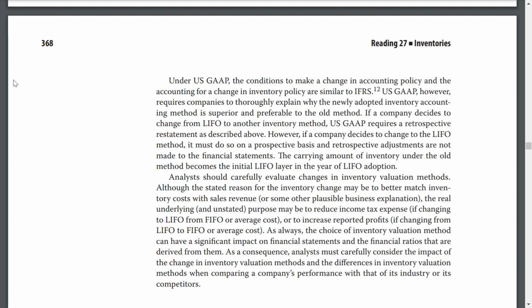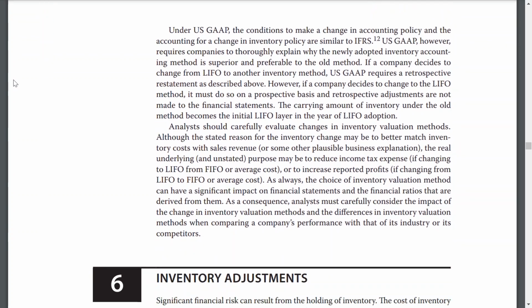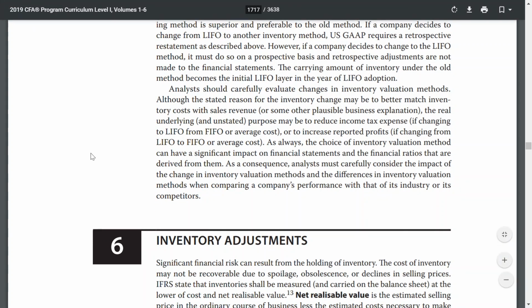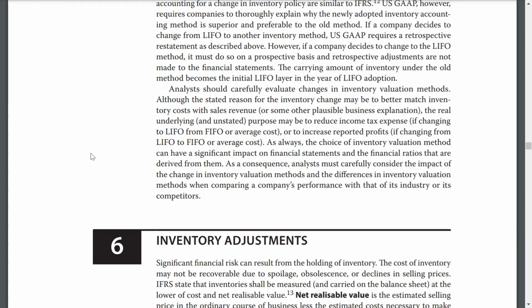Analysts should carefully evaluate changes in inventory valuation methods. Although the stated reasons for the inventory change may be to better match inventory costs with sales revenue, the real underlying reason may be to affect reported profits. As always, the choice of inventory valuation method has a significant impact on the financial statements and financial ratios derived from them. As a consequence, analysts should be careful considering the impact of changes in inventory valuation methods, and the differences in inventory valuation methods when comparing a company's performance with that of an industry or its competitors.